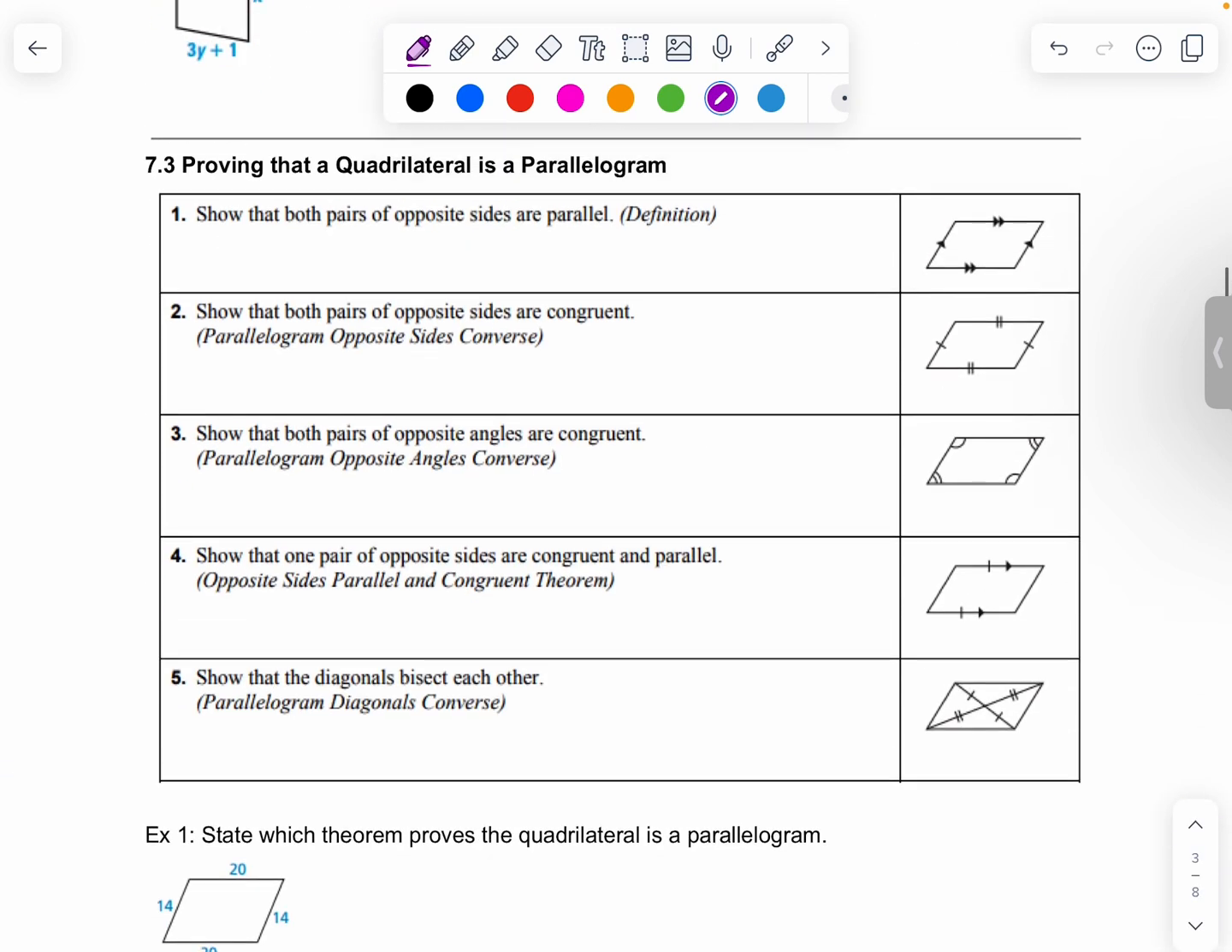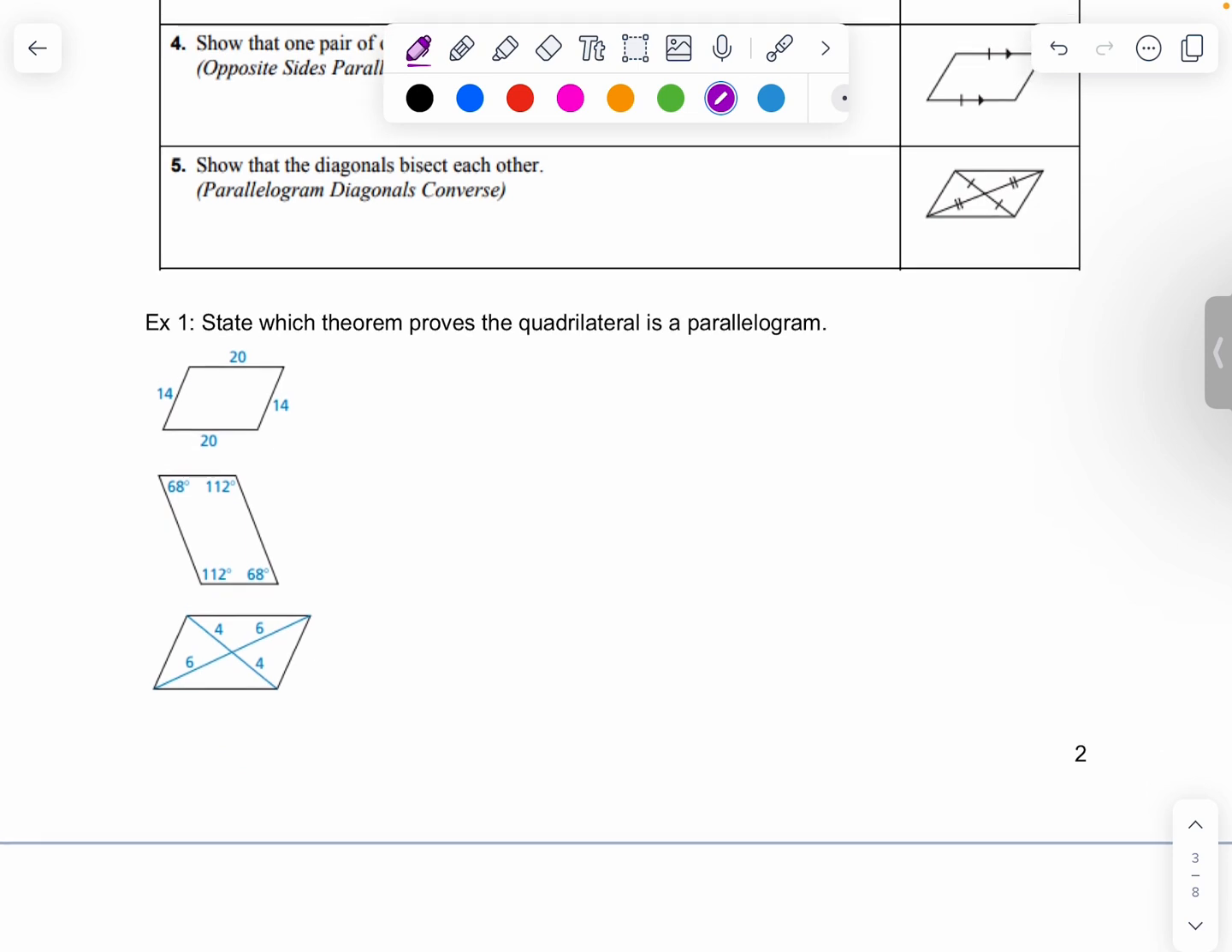When you are taking your quiz and your test, I'm not looking specifically for that you know that it's the opposite angles converse. I just want you to be able to apply that information to be able to kind of figure out, do you know it's a parallelogram? So example 1, since we have those there, just state which theorem proves the quadrilateral is a parallelogram.